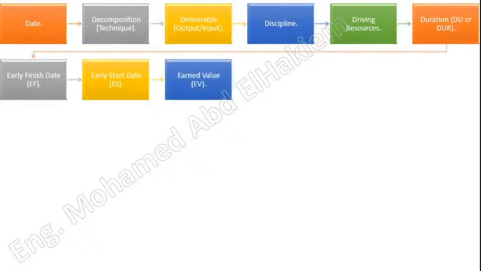Earned value, EV. The value of work performed expressed in terms of the approved budget assigned to that work for a schedule activity or work breakdown structure component. Also referred to as the budgeted cost of work performed, BCWP.